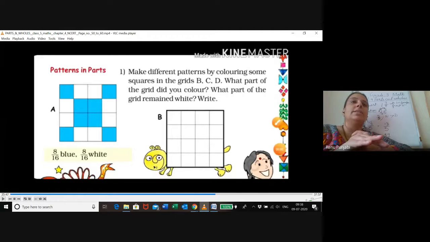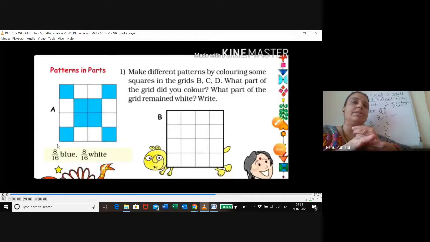Pattern in parts. Make different patterns by coloring some squares in the grids. B, C, D are given. A is already done for you. What part of the grid did you color? What part of the grid remain white? So now first one they have done for you. They've colored here. They are making the pattern. So they color one blue here, one here, one here, and this way they created a pattern.